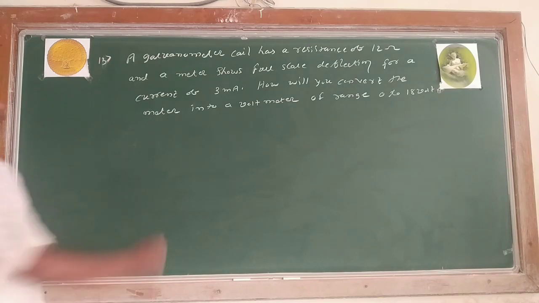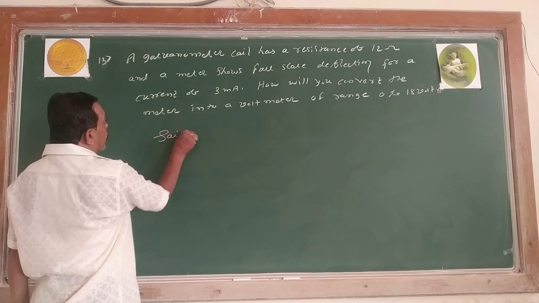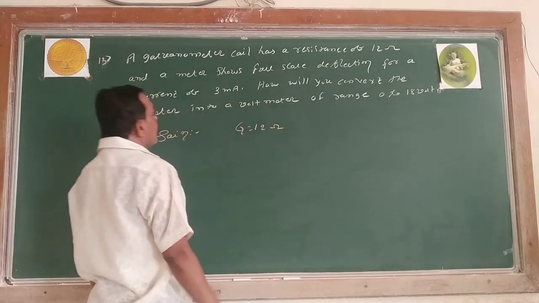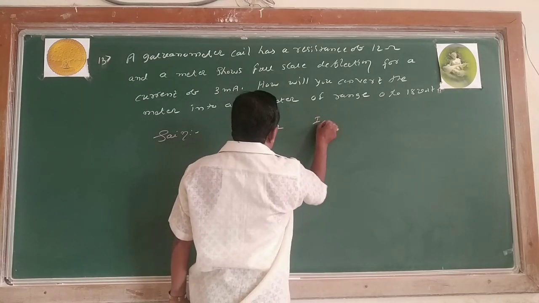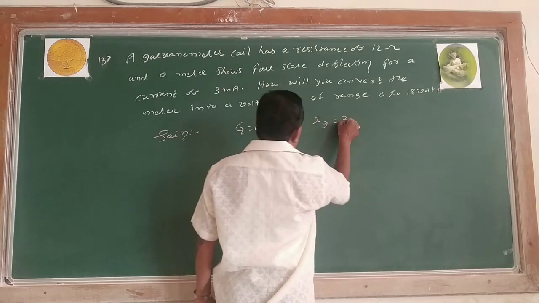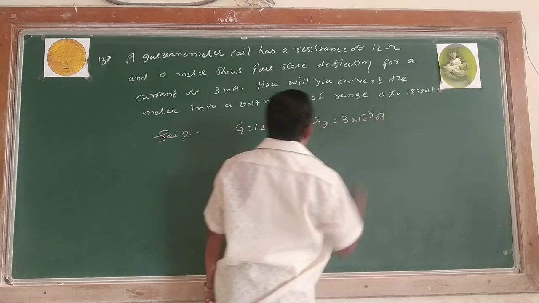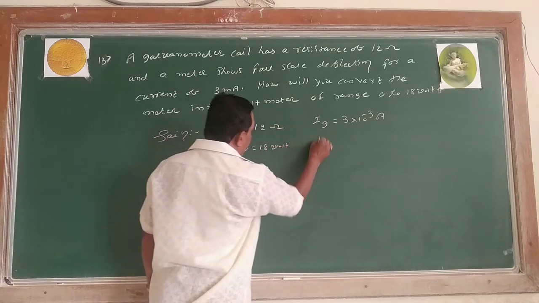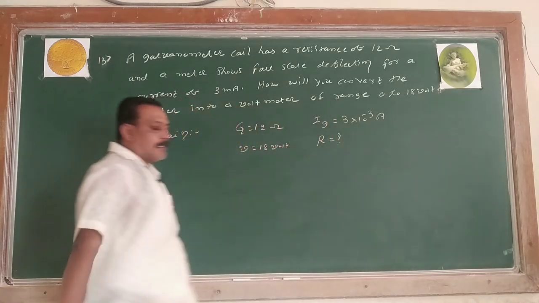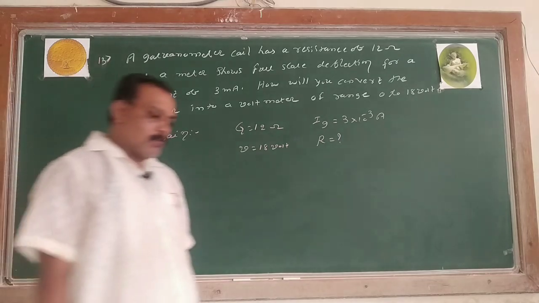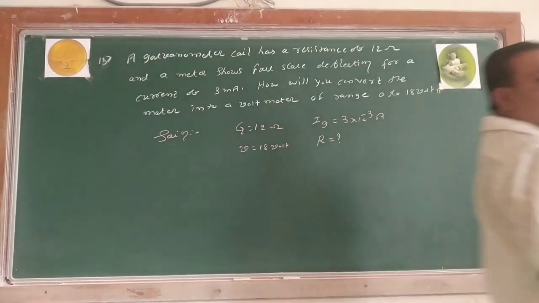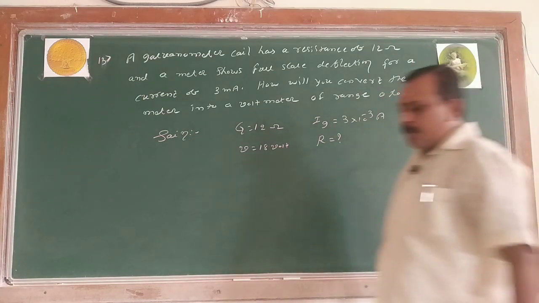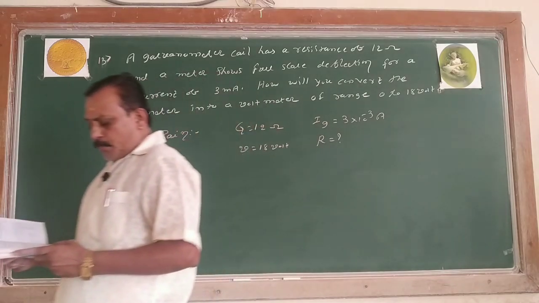Solution. The resistance of the galvanometer G is 12 ohm. The current through the galvanometer for full scale deflection is 3 milliampere. The range of the voltmeter is 0 to 18 volt. To convert galvanometer into voltmeter, we need a high resistance connected in series with the galvanometer. How much high resistance is required? That is our problem.